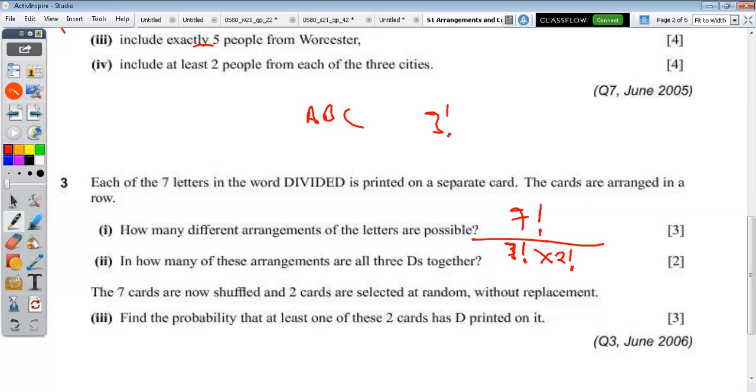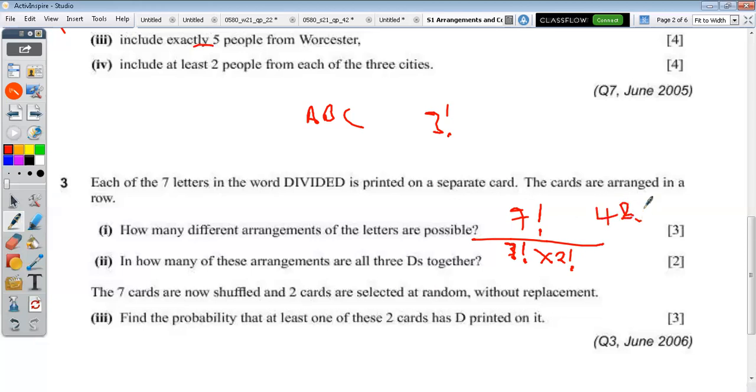Because this is not probability. See, it says in how many different arrangements can these letters be arranged, so it's the number of possible. When they're all different it's 7 factorial. But now we check what's reducing the permutations: 3 D's, 3 factorial, times 2 I's, 2 factorial. So I've got 7 factorial divided by 3 factorial times 2 factorial. And what do you get? That gives you 420. Correct.